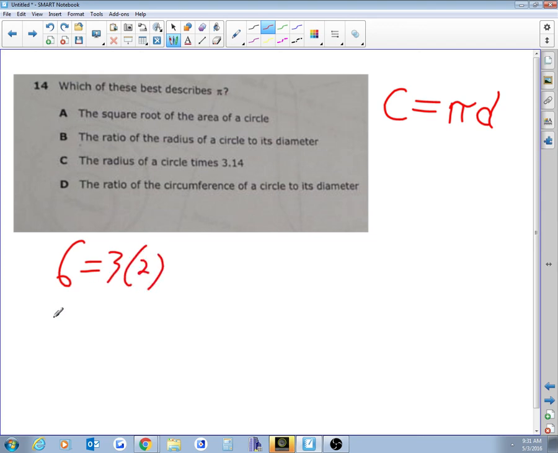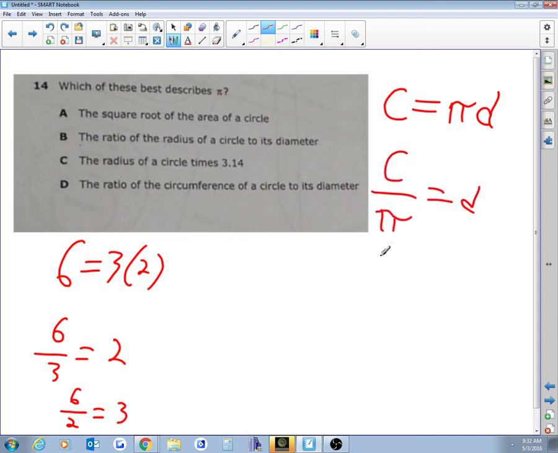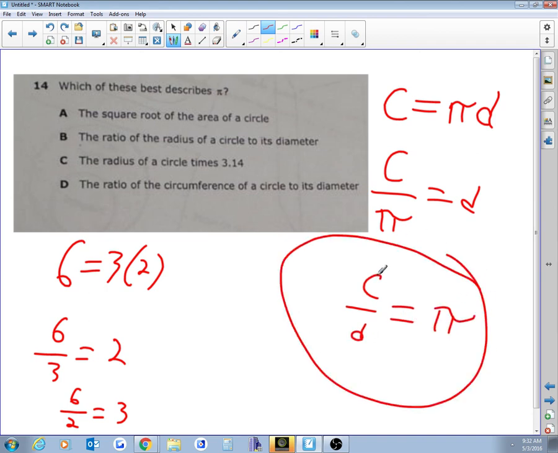Well, if 6 equals 3 times 2, that means 6 divided by 3 is 2, or 6 divided by 2 is 3. Same here. Circumference equals pi times diameter. That means circumference divided by pi gives you your diameter, and circumference divided by diameter equals pi. So what is pi? Pi is the ratio of the circumference to the diameter. It's the number of times the diameter fits around the circumference.